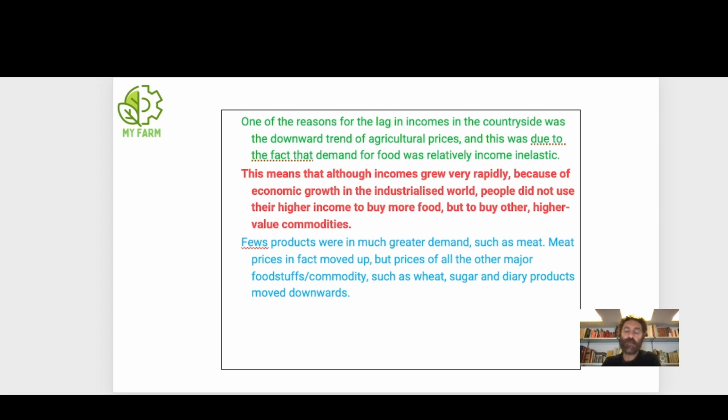So one of the reasons for the lag in income in the countryside was the downward trend of agricultural prices, as we just pointed out. It was due to the fact that the demand for food was and is relatively income inelastic. This means that although income grew very quickly because of economic growth in the industrialized world, people did not use their higher income to buy more food, but to buy other higher value commodities. So few products were in much greater demand, such as meat.